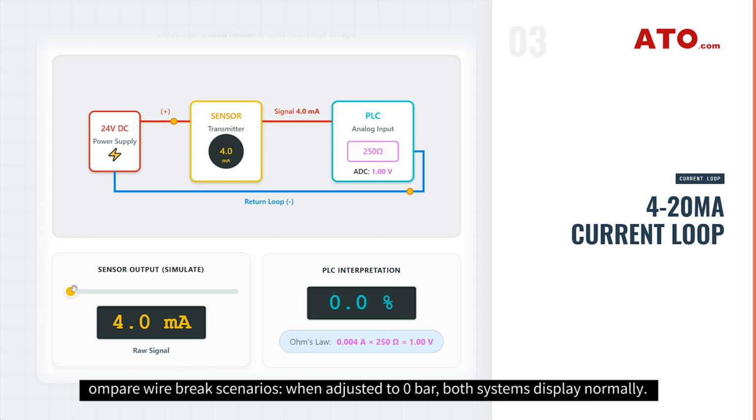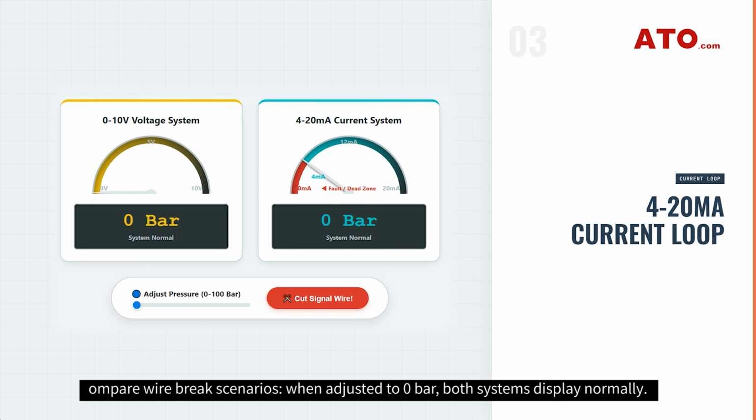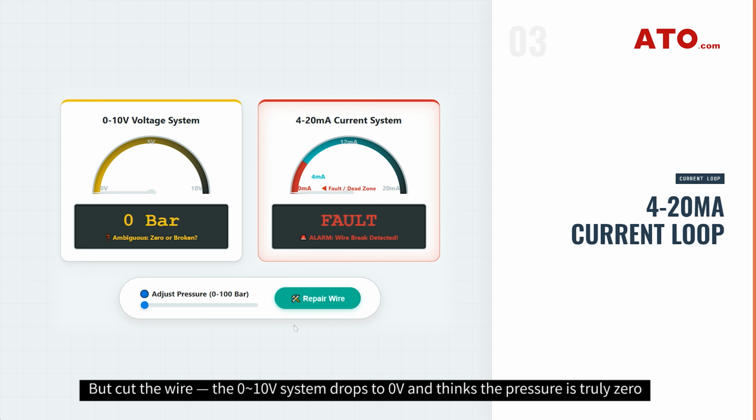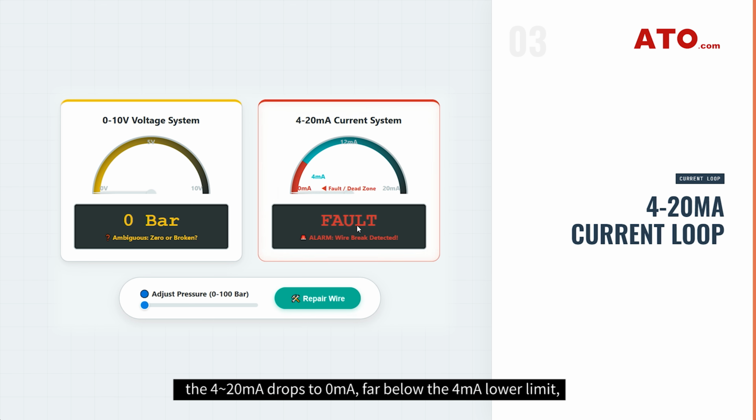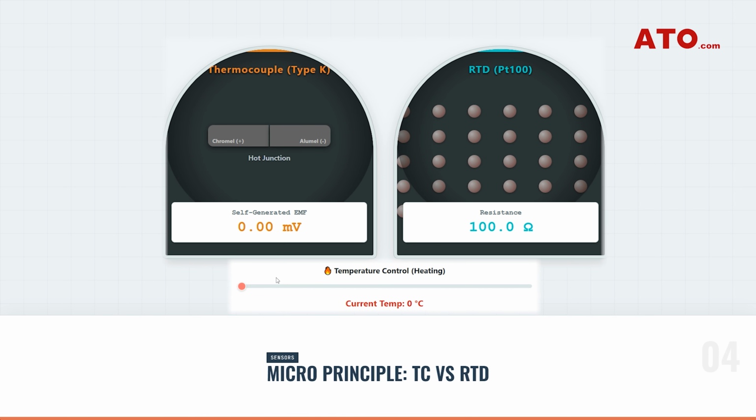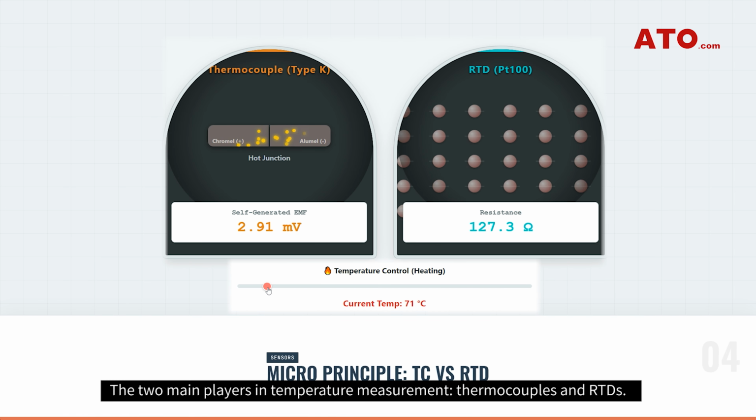When adjusted to 0 bar, both systems display normally. But cut the wire, the 0-10V system drops to 0V and thinks the pressure is truly 0. The 4 to 20 milliamperes drops to 0 milliamperes, far below the 4 milliamperes lower limit, triggering an immediate alarm. It's a wire break. The two main players in temperature measurement, thermocouples and RTDs.